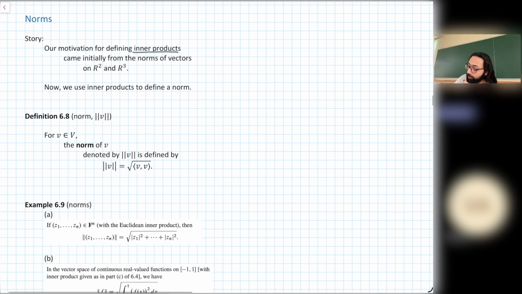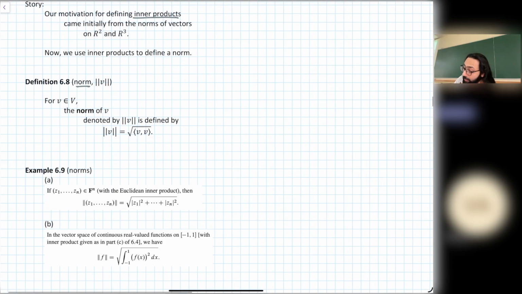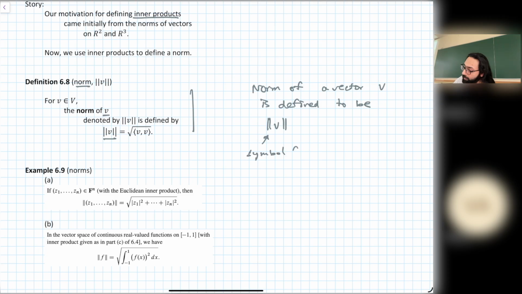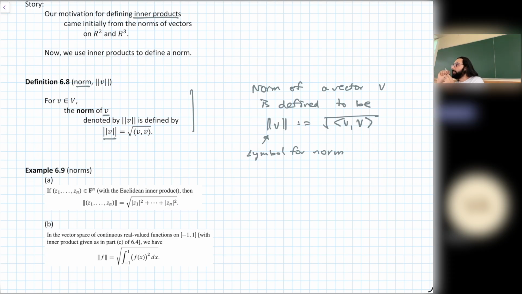Okay? So norm is defined to be this object. The norm of a vector v is defined to be the square root. Let me write. So the norm of a vector v is defined to be, this is the symbol we use. This is the symbol for norm. And it is defined to be the square root of the inner product with itself. That is the definition of it. It's reminiscent of what we did with the dot product. Is that okay? Is the definition making sense?